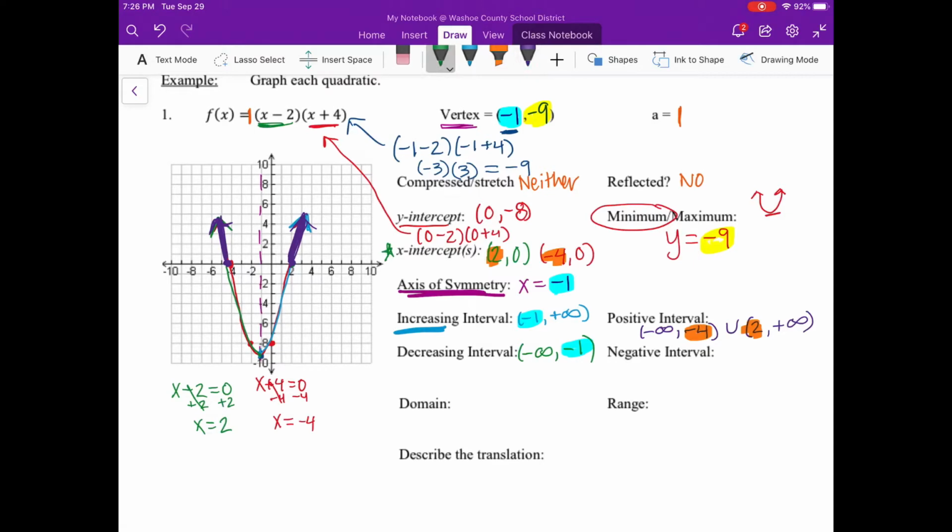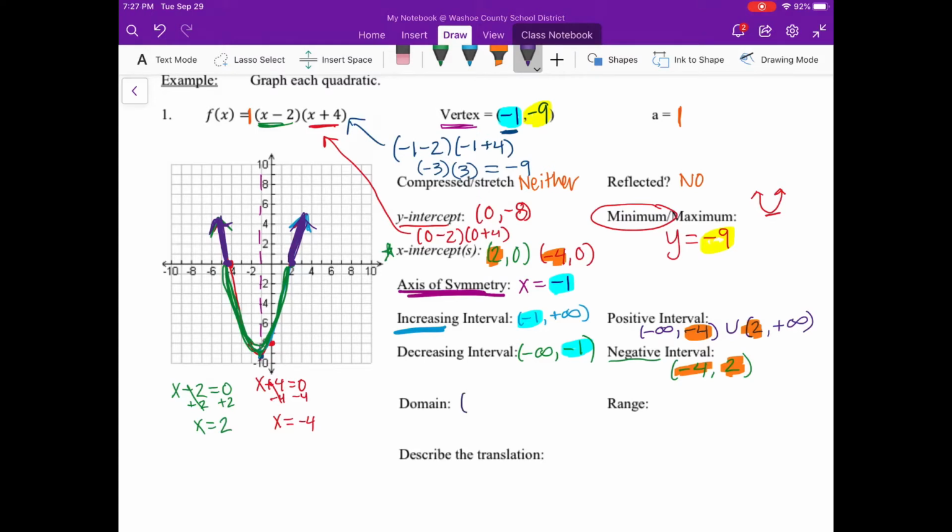The last part of this is going to be my negative interval, and negative interval means below the x-axis. So this is one continuous part of the graph. It's all of this, and it's going from -4 to +2. And again, these numbers should all match. I'm not coming up with any new numbers, just using the same ones based on my x-intercepts.